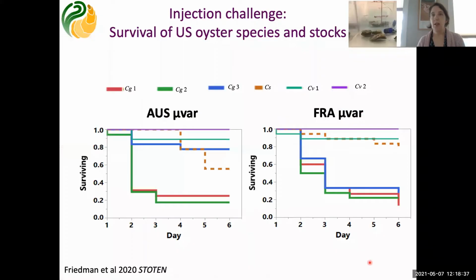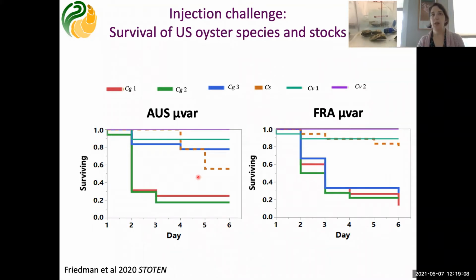In this injection trial, again, we have our 3 stocks of C. gigas in the same colors, the C. sikamea and the 2 C. virginica stocks. I will show a few slides like this with day on the x-axis and survival on the y-axis. So these are Kaplan-Meier survivorship curves. These are animals injected with the Australian microvar. These are the French microvar. The control is not shown, but they had 100% survival.